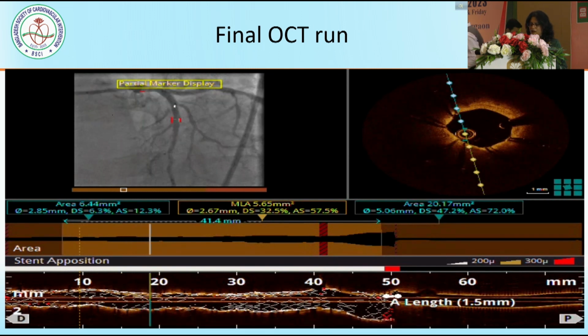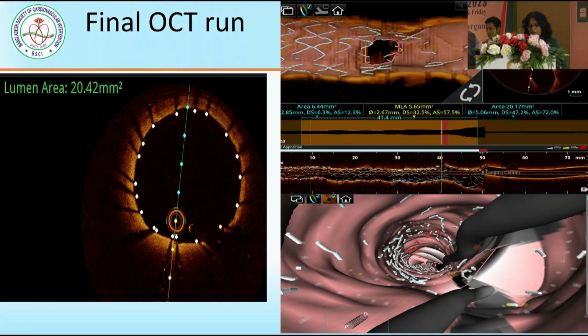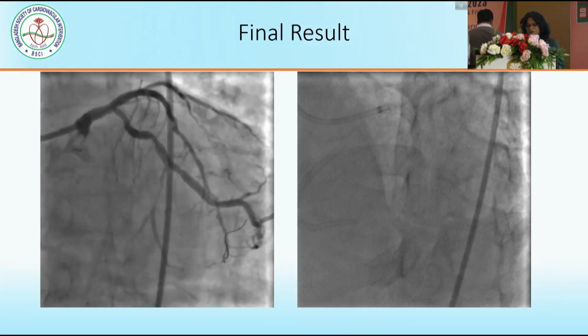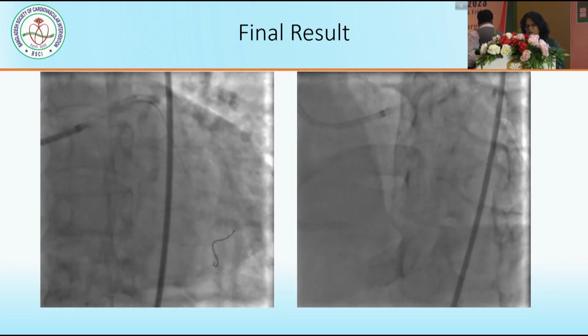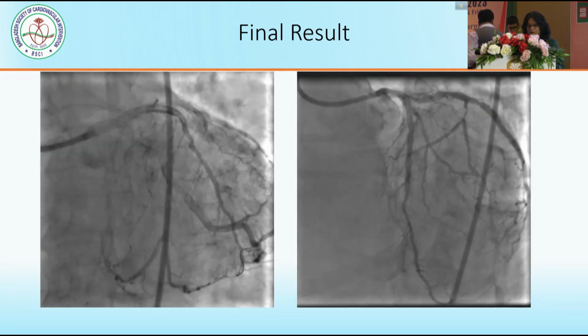And proximally, our left main lumen area was 20.42 millimeters square. And there was good stent expansion again. And so this was our final result with good TIMI flow. The bifurcation angle was good.